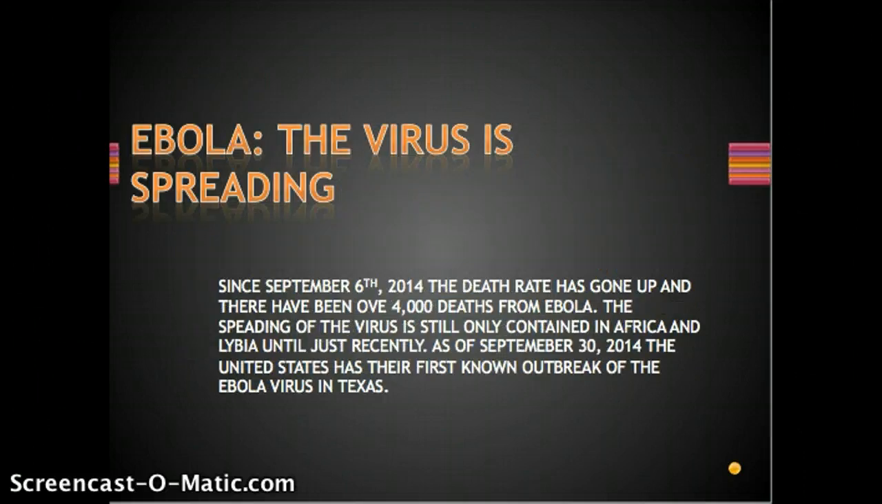So we do know as of 2 days ago that the virus now is spreading even further. But since September 6, 2014, the death rate has gone up, and there have been over 4,000 deaths from Ebola. The spreading of the virus was still only contained in Africa until just recently. As of September 30th, 2014, the United States had their first known case of the Ebola virus in Texas.